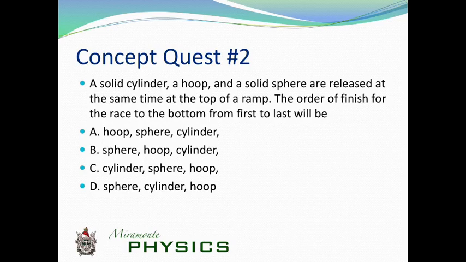Another fun demo we'll do in class, and here's what you want to think about. A solid cylinder, a hoop, and a solid sphere are released at the same time at the top of a ramp. The order of finish for the race at the bottom, from first to last, will be what? In other words, who's going to win the race? Think about which ones are easier to get down because they have less rotational inertia. They're going to have the same gravity.